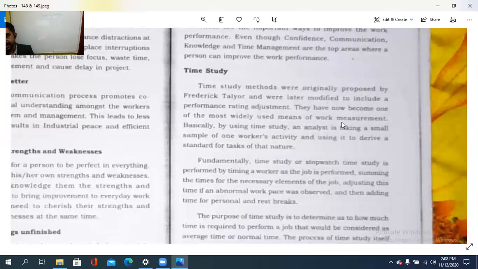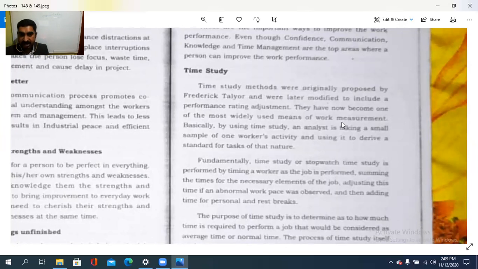So under the study, an analyst, a person who studies, is taking a small sample of one worker's activity, a sample of what work a person has done, and using it to derive a standard for the task of that nature. Within that, a standard task is given.